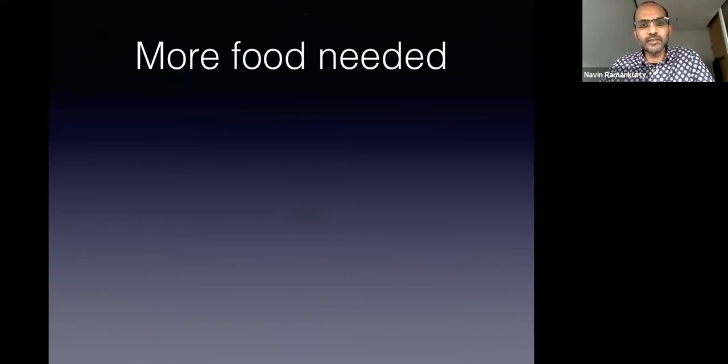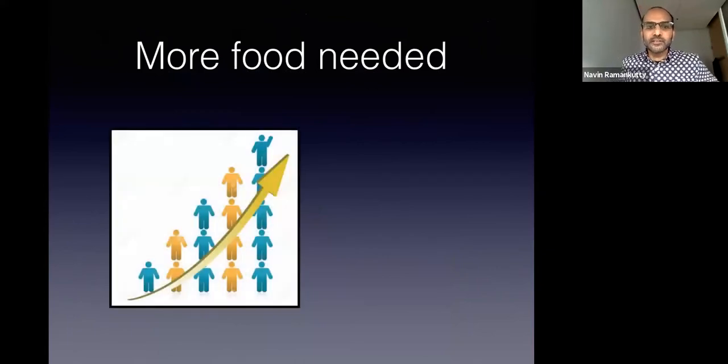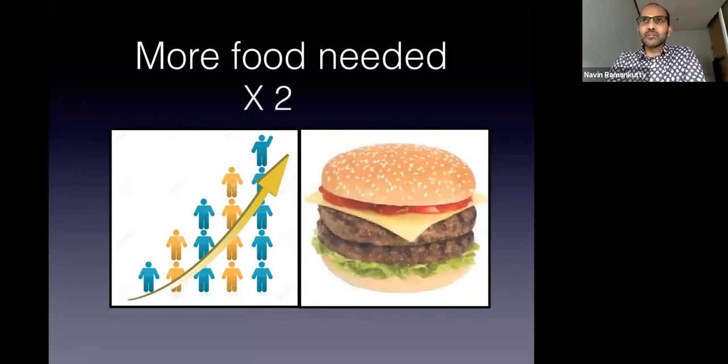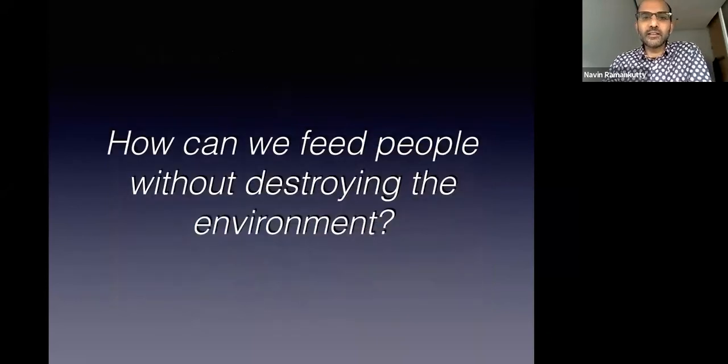And some scientists think that we even need more food in the future. Firstly, because the number of people on this planet has been going up. And today we are at about 7 billion people. And by 2050, we think we'll be at around 9 to 10 billion people. And all of these people are also getting wealthier and are consuming more. And so scientists have estimated that we'll need to double the amount of food we produce by 2050. So a major challenge that we face is how can we feed people without destroying the environment?